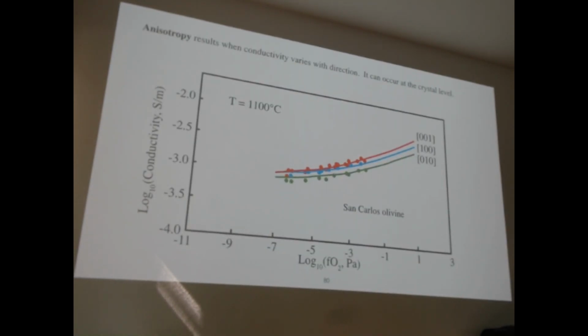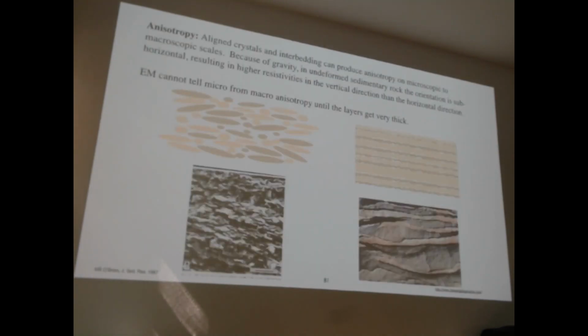The conductivity can vary with direction. This is actually some olivine measurements, and these are the 3 crystal directions in olivine. So the conductivity is slightly different. But rocks in general can have conductivity that depends on direction. That's called anisotropy. And you can get it at the grain level, or you can get it at the sedimentation layering level.